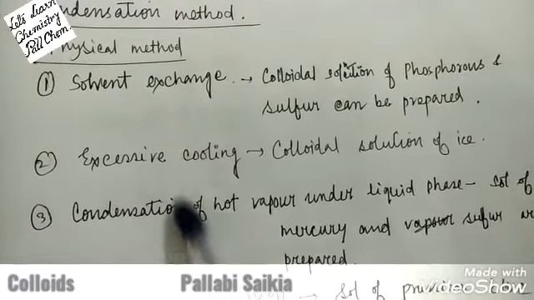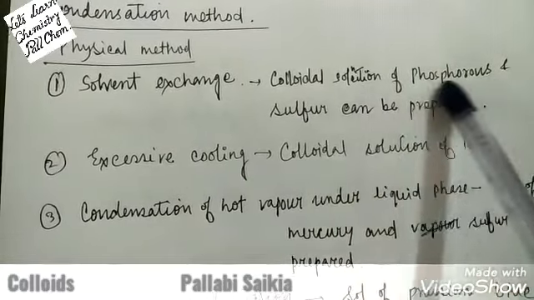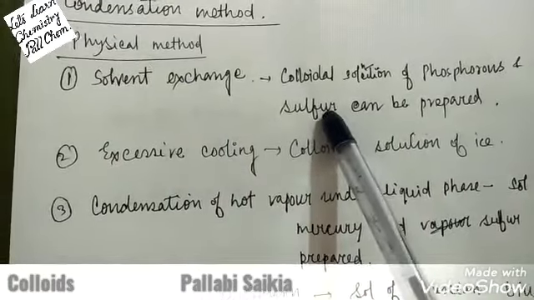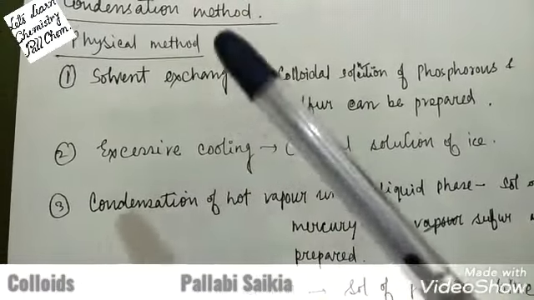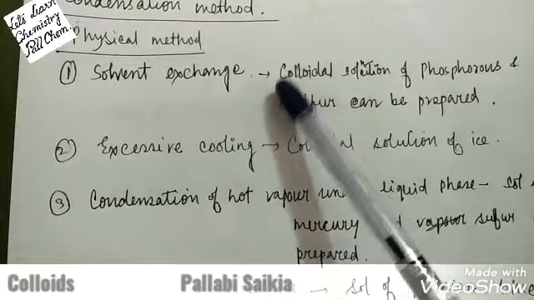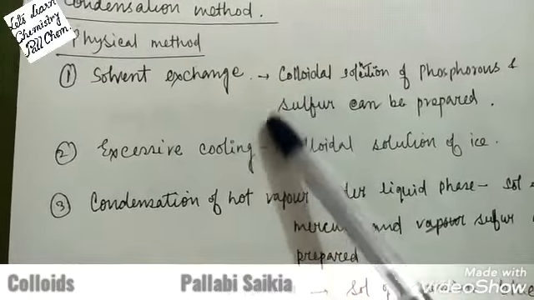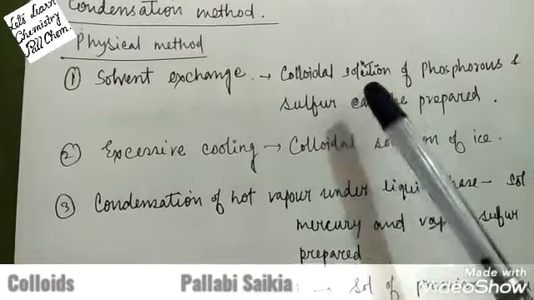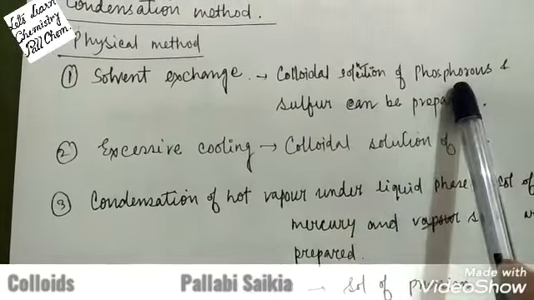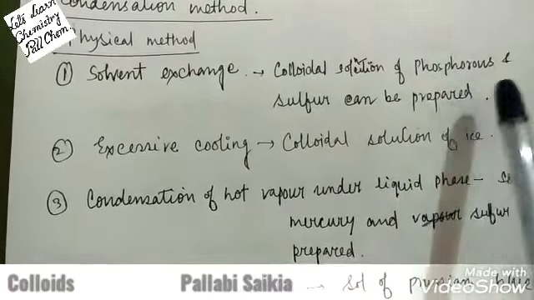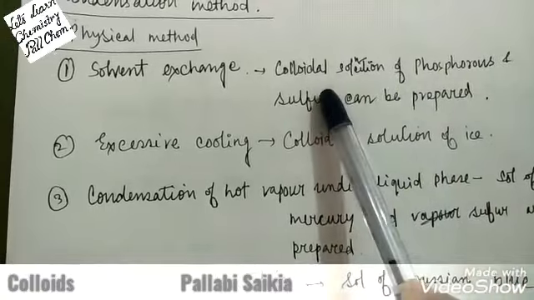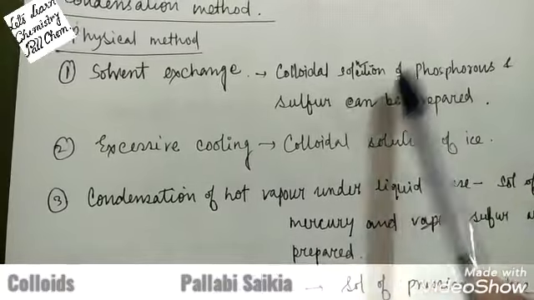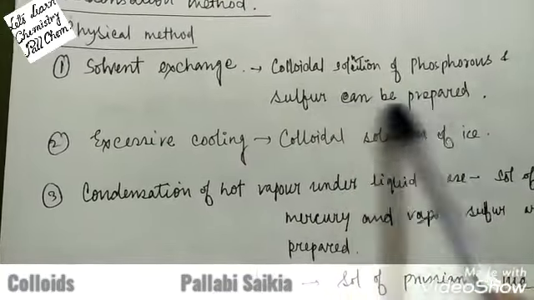Solvent exchange method is applied for the preparation of colloidal solution of phosphorus and sulfur. Here the particles are first dissolved in a solvent where it is soluble, then it is poured in a solvent where it is less soluble or insoluble. So colloidal solution of sulfur and phosphorus can be prepared by first dissolving them in alcohol where they are soluble, and then it is poured in excess of water where it is not soluble, and alcohol can be removed.